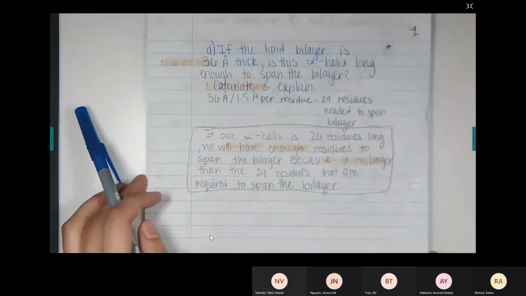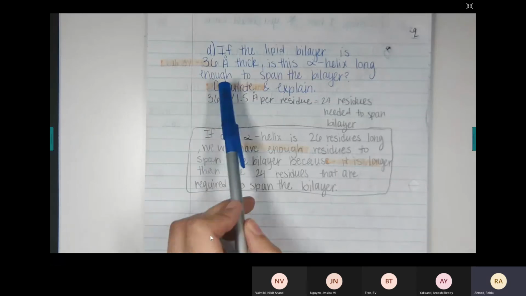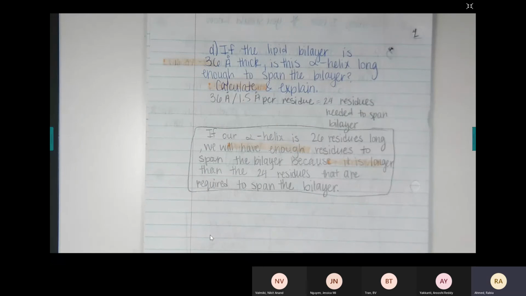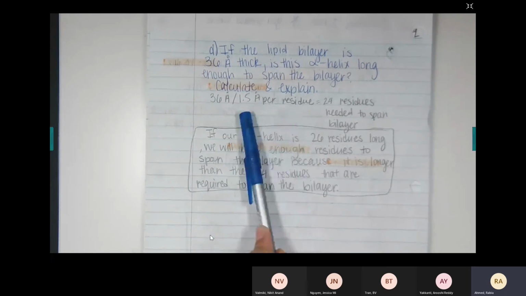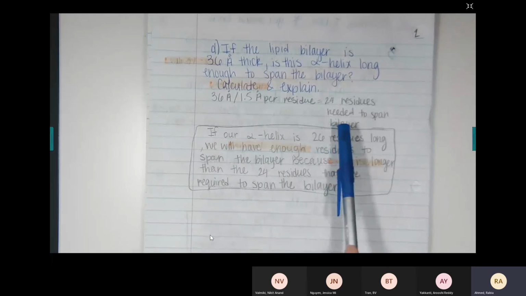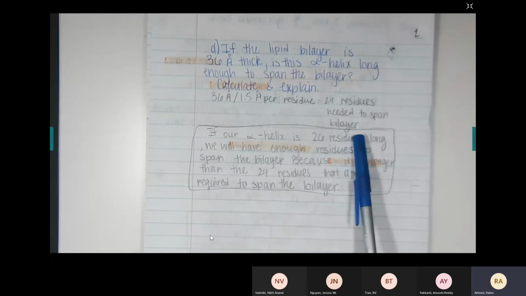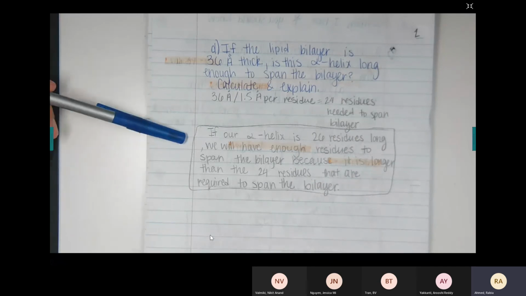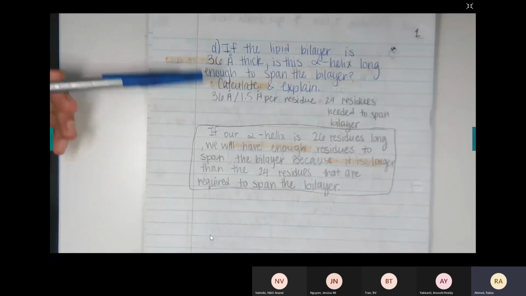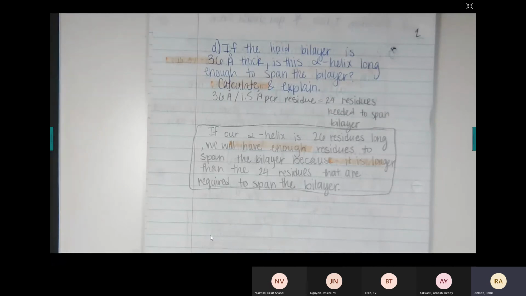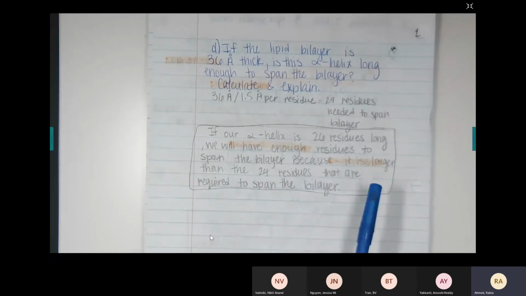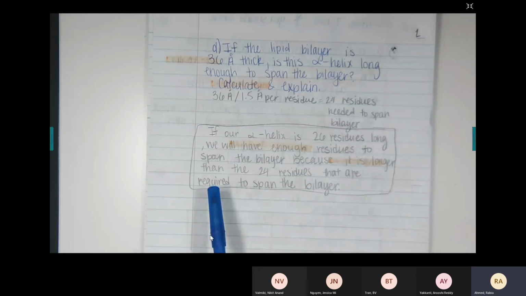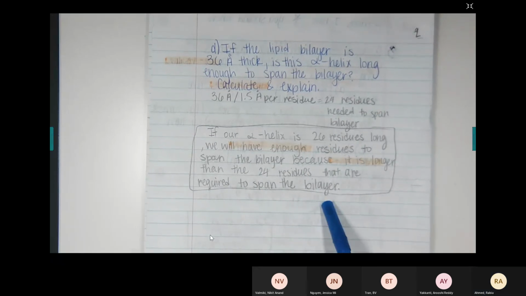For D, it says if the lipid bilayer is 36 angstroms thick, is this alpha helix long enough to span the bilayer? Calculate and explain. So they give us 36 angstroms. You divide by the 1.5 angstroms per residue, which you're supposed to know, it's a constant, and you get 24 residues needed to span the bilayer. So since our alpha helix in problem 3 was given as 26 residues long, we will have enough residues to span the bilayer because it is longer than the 24 residues that are required. We have calculated that here.